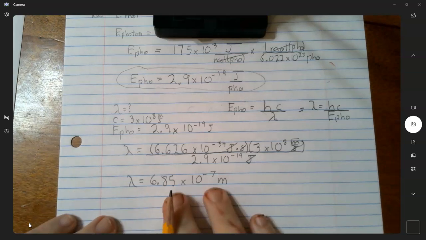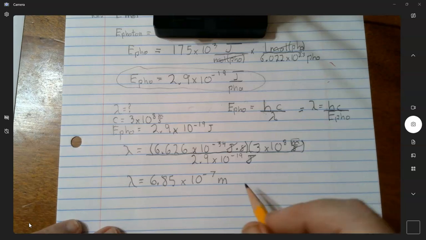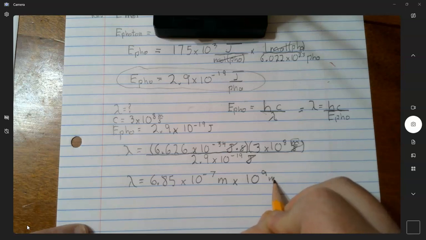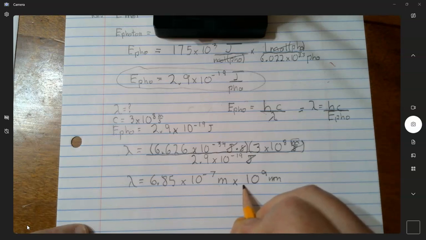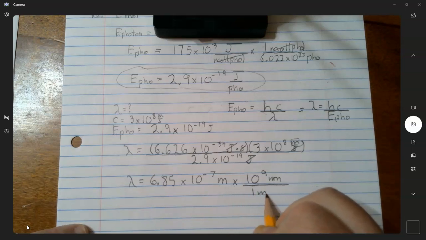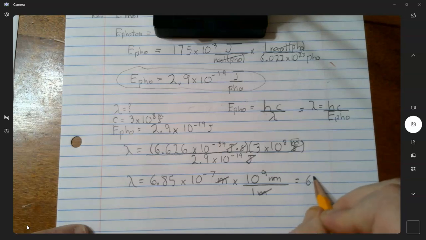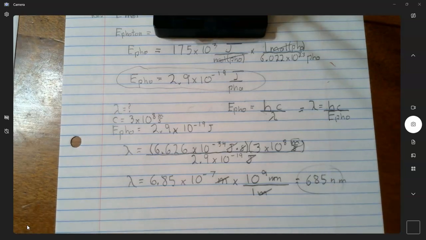But we always express wavelengths of light in nanometers. So there is 10 to the 9th nanometers for every 1 meter. So meters cancels and cancels. And when we put those two together, we get 685 nanometers. Okay, and that's the way you typically, in fact, always express a wavelength of visible light.